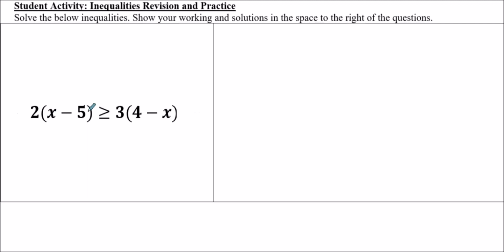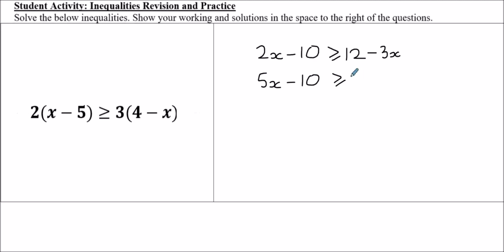Next up, once again, expand the brackets. So 2 lots of x is 2x. 2 multiplied by minus 5 is minus 10. That must be greater than or equal to what is 3 times 4, which is 12, and 3 times minus x, which is minus 3x. If we add 3x to both sides, we get that 5x minus 10 has to be greater than or equal to 12. Add 10 to both sides, we get that 5x is greater than or equal to 22.